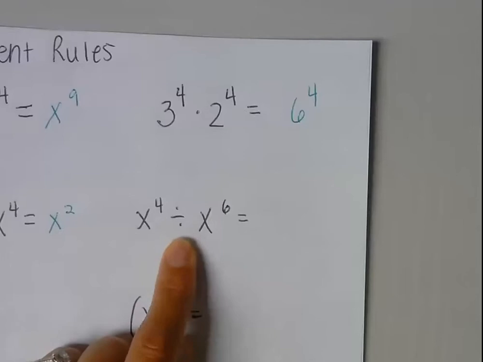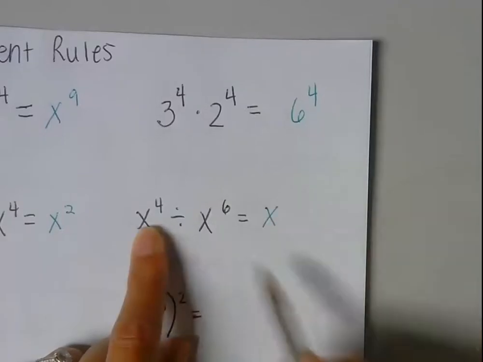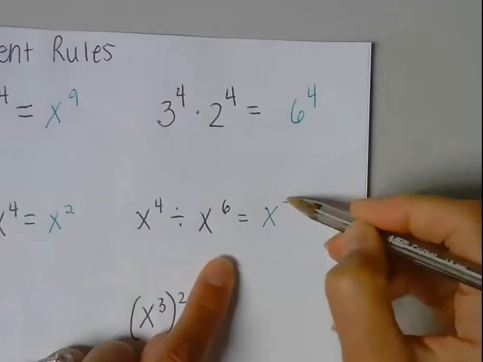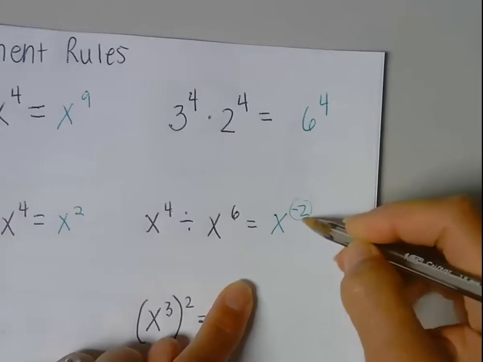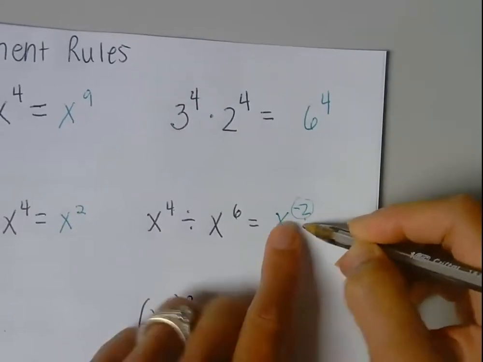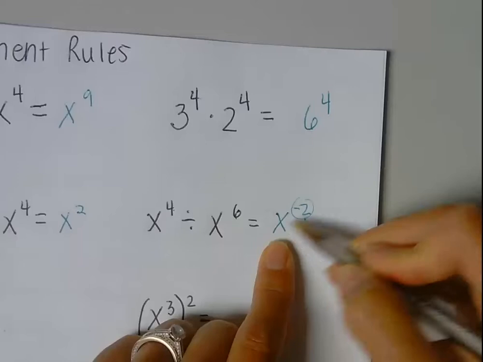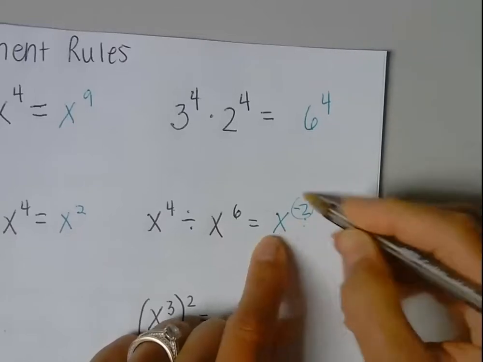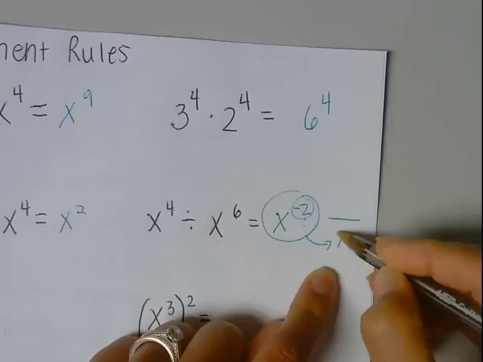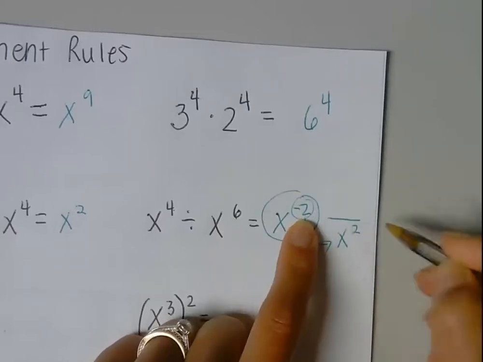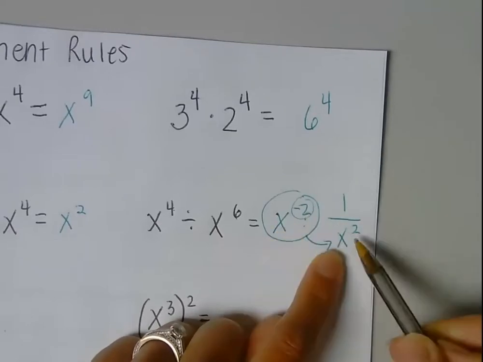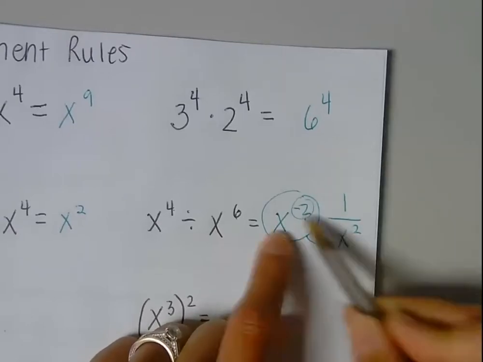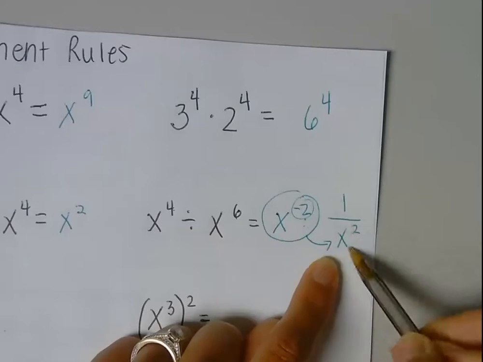This time I switched it around. Base is going to stay the same. 4 minus 6 is a negative 2. You can't leave a negative exponent. So you need to use our other rule, which is to do the reciprocal, or put this under 1. So you drop this whole thing in the bottom, change the exponent to positive, and put 1 on the top. So to make a negative exponent positive, you do the reciprocal, or drop it in the bottom, under 1.